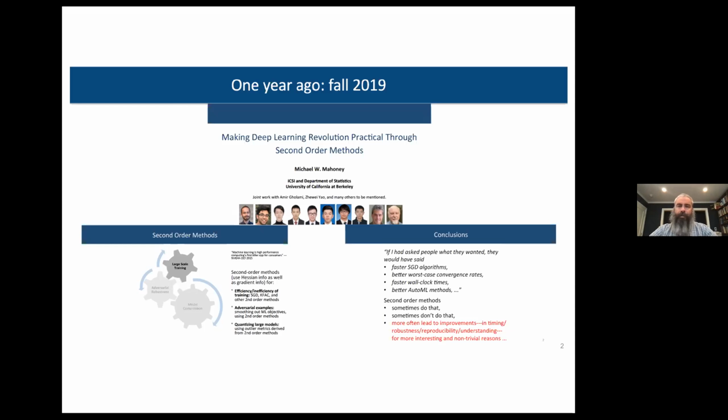The claim is that if you take a step back and ask what these second order techniques are designed to solve, they're designed to solve the problem that there's not a natural step size in a first order algorithm.